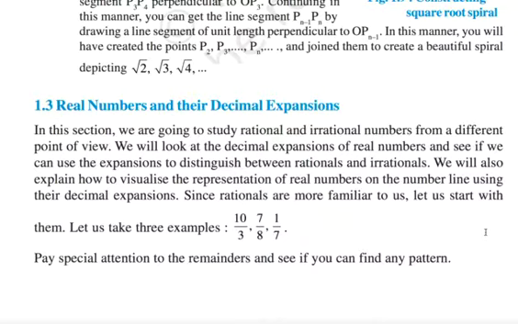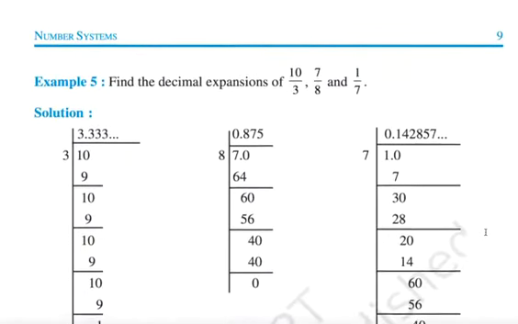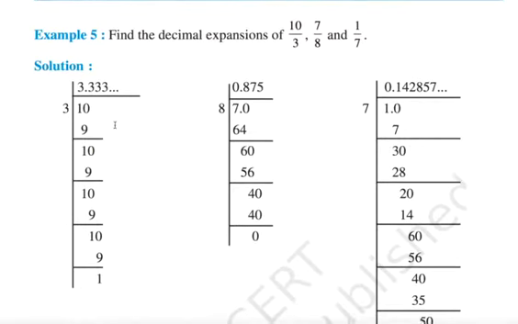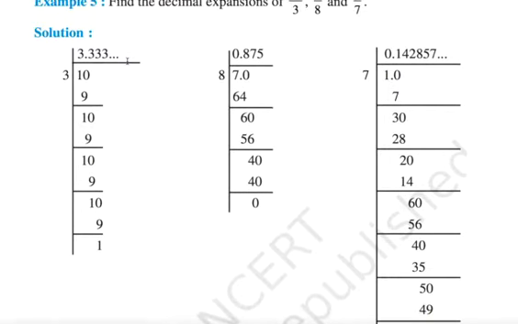Let us take three examples: 10 by 3, 7 by 8, 1 by 7. Pay special attention to the remainder and see if you can find any pattern. If you do this continuous division method, you will get 3.333..., 0.875, and 0.142857, again 142857. The decimal expansion is endless for 3 and 7 as the divisors, but the digits are recurring decimals.